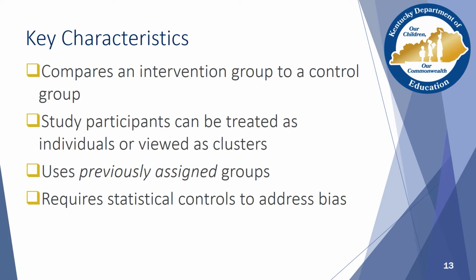For example, a quasi-experimental study may compare the results of 5th grade students broken into two classes. This is not a random assignment because schools use a variety of tools and strategies to place students into classrooms. This process creates a bias. Quasi-experimental studies must use statistical controls to address that bias.